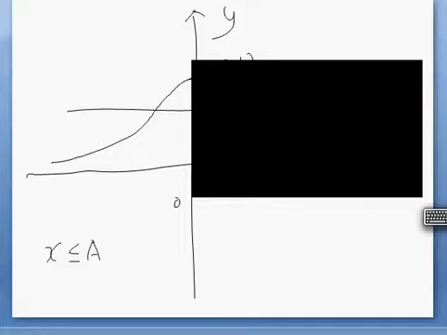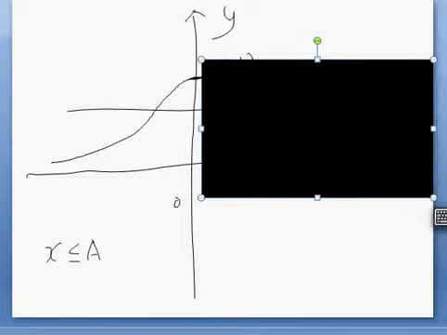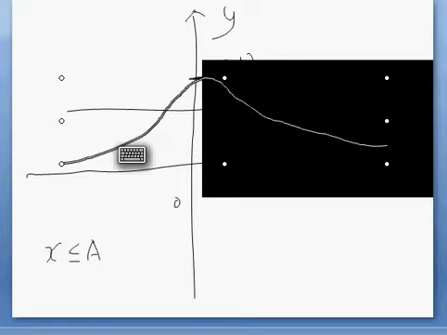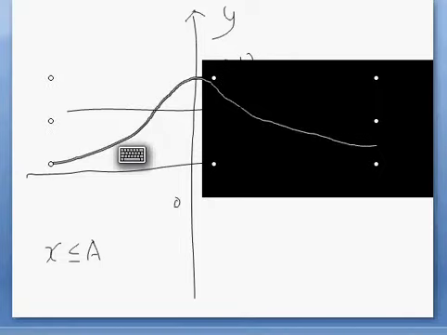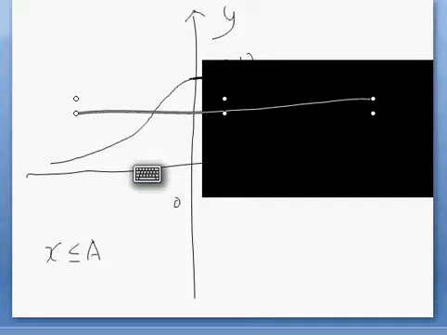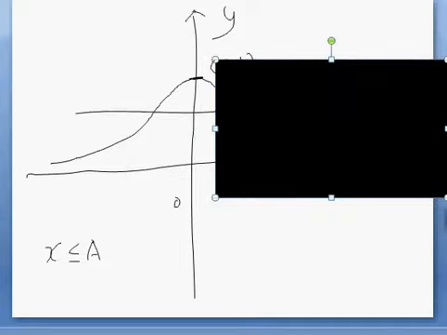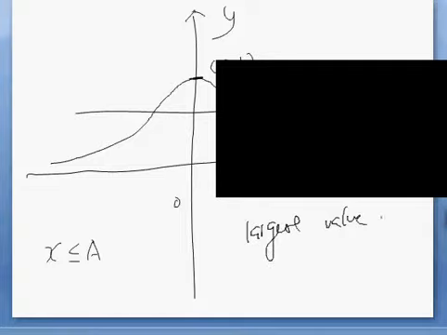Anything more than 0, let's say I shift a bit more, anything more than 0, you'll see that if I draw a horizontal line, it will still cut at more than 1 point. So in this case, my largest value of a is 0.